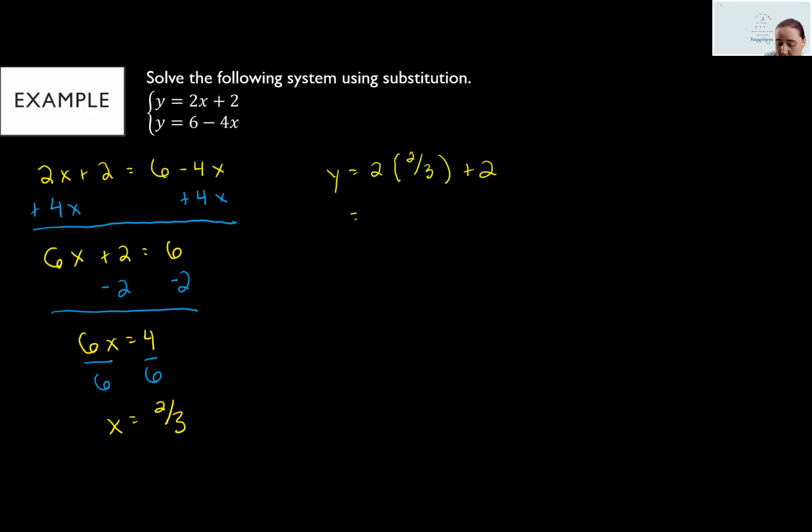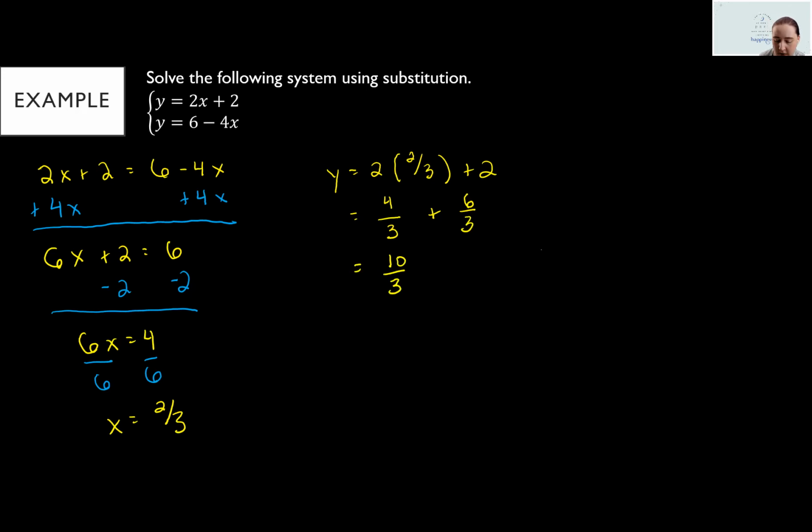So now you're just going through arithmetic. So 2 times 2/3 is 4/3. And in order to add 2 to that, I need to have a common denominator. So I need to multiply the 2 by 3. So that will give me 6/3 here. So I need to make sure that these have a common denominator so that I can actually add them together. And that gives us 10/3 for our final answer for y.